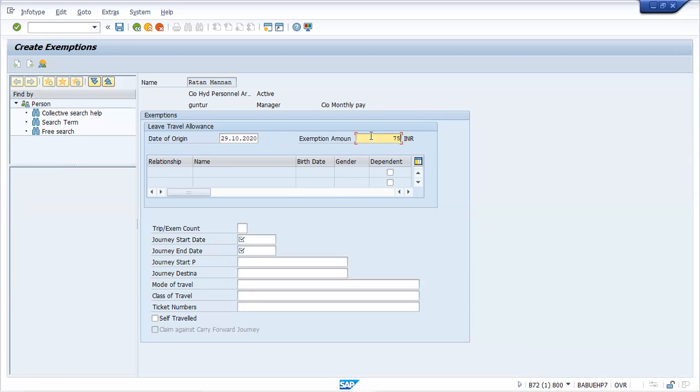Taking 75,000. Yes, put a higher figure only. Okay. Then you can maintain the relationship.